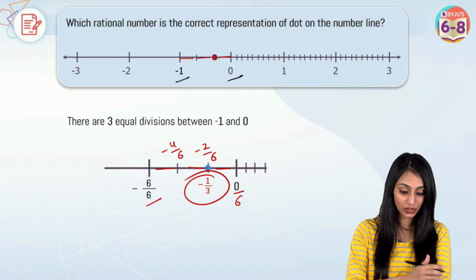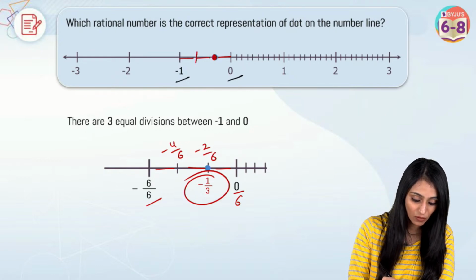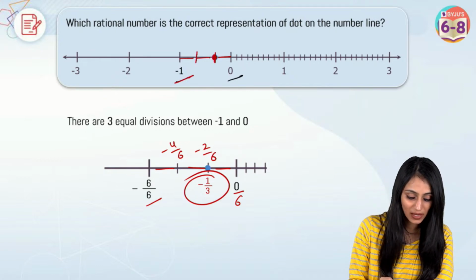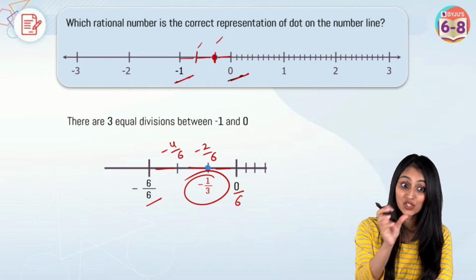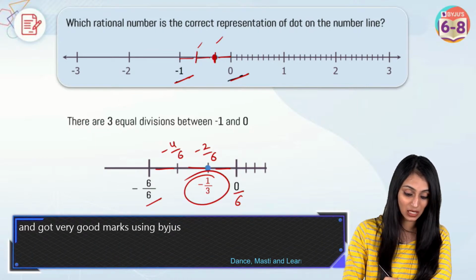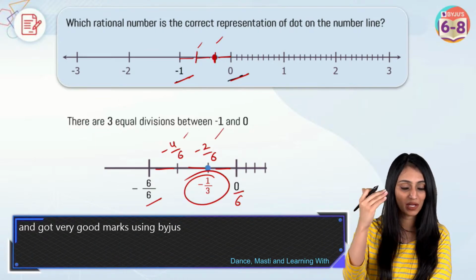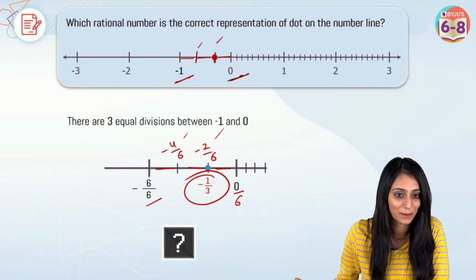Right. The dot is here, right? Still we have got these two. This is minus 6 by 6, this is 0 by 6. So that's clearly understood, right? These equal divisions are there, 3 equal divisions are there. So that means definitely this is minus 4 and this is minus 2. Minus 4 by 6, minus 2 by 6.